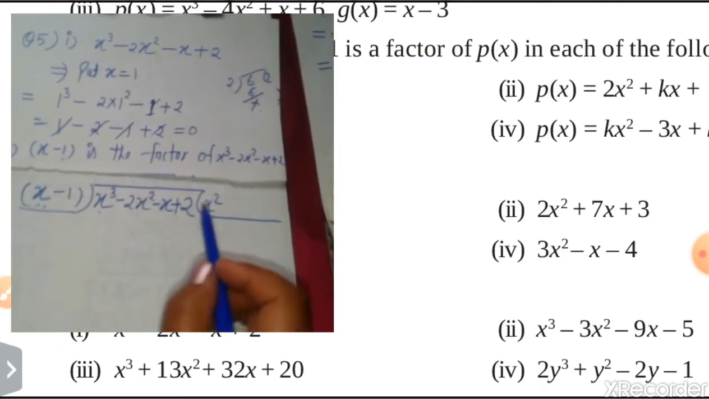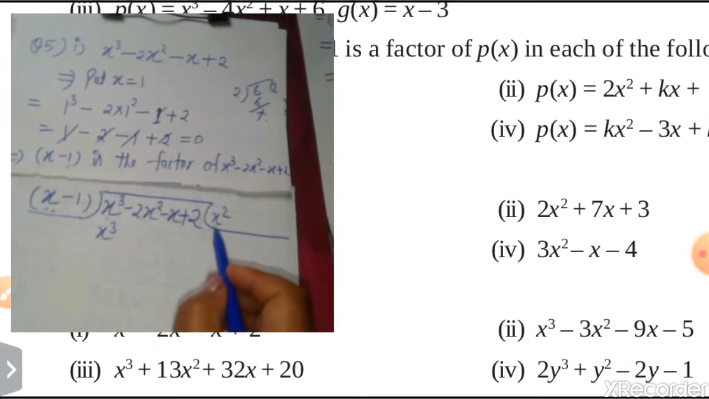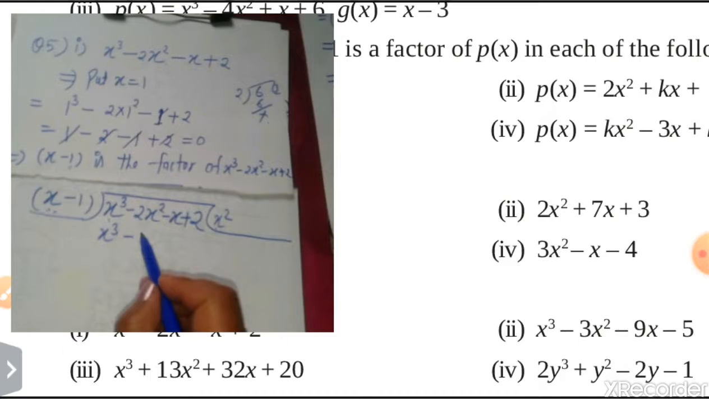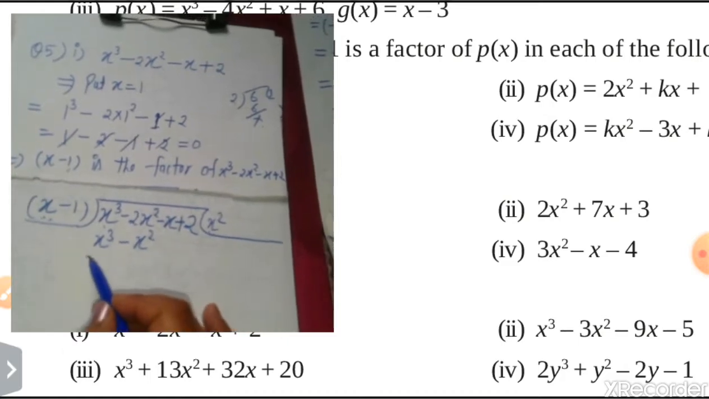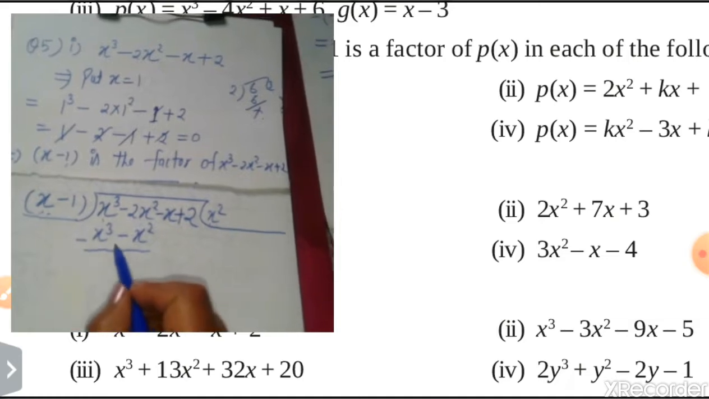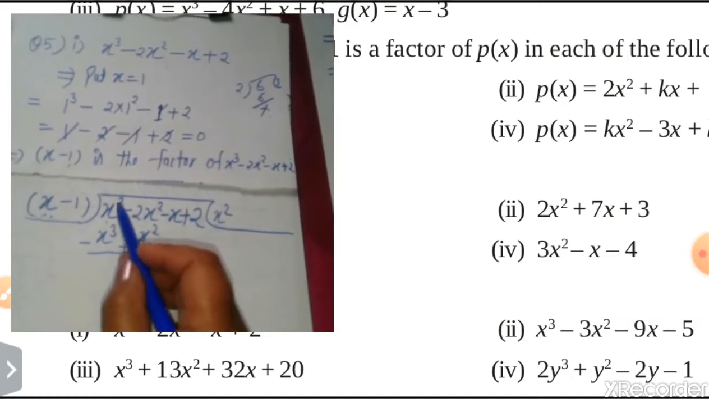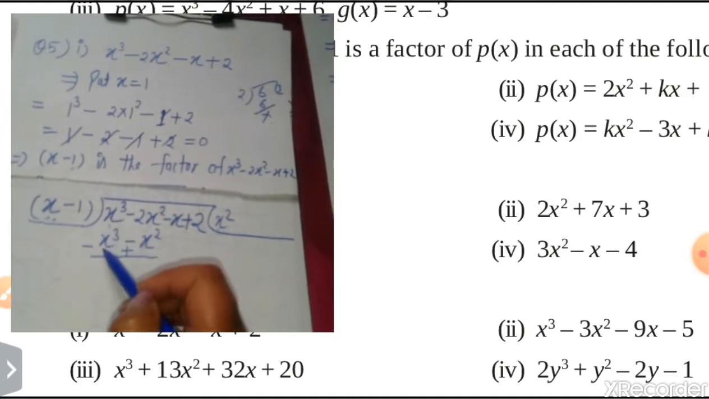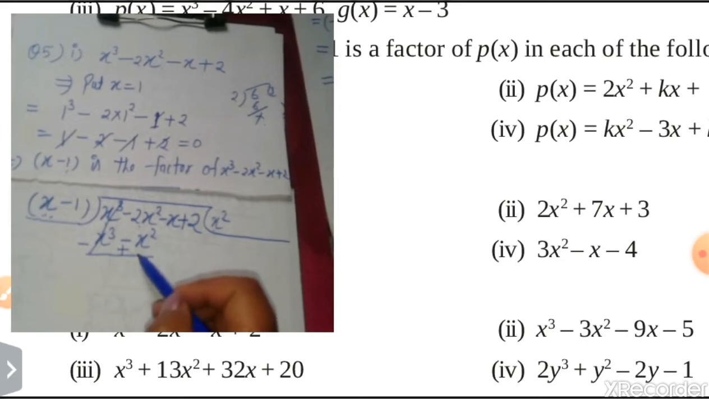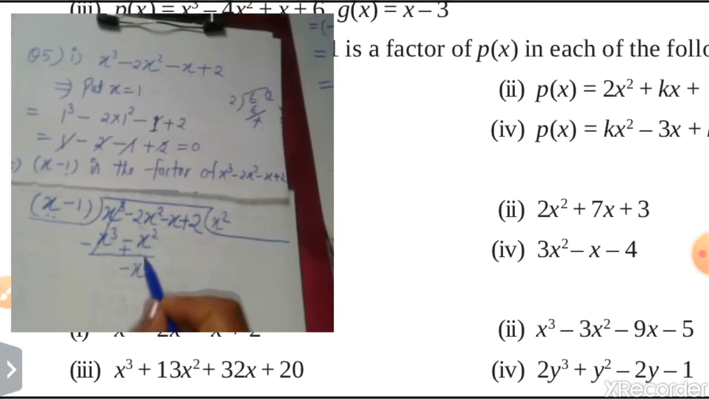So see, x square multiplied by x will be x cube. X square multiplied by -1 will be minus x square. Now the second part is you have to subtract it. In the subtraction you can see that the signs change. It will be minus, it will be plus. This is minus, this is plus, and these cancel each other, and the other terms are negative and positive. When we subtract it, the answer will come minus x square.